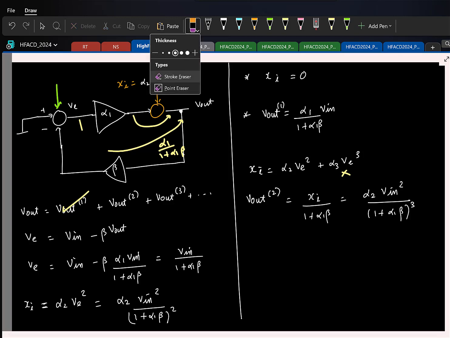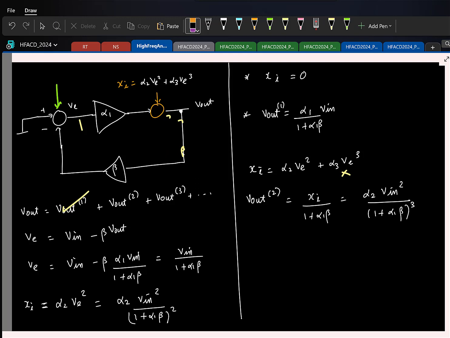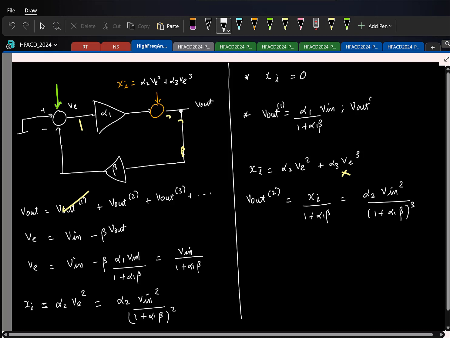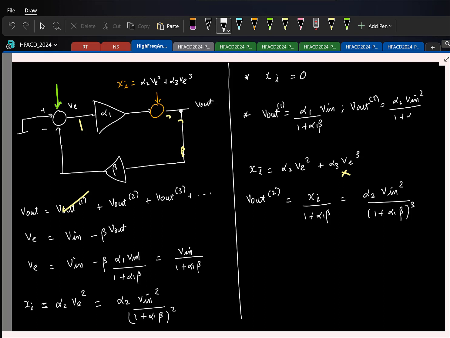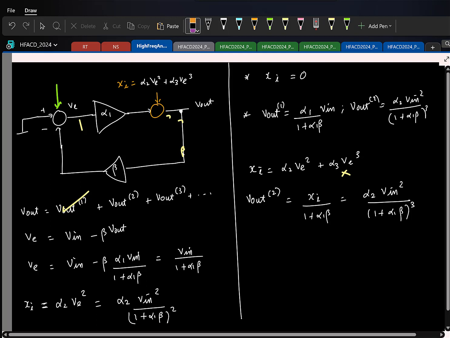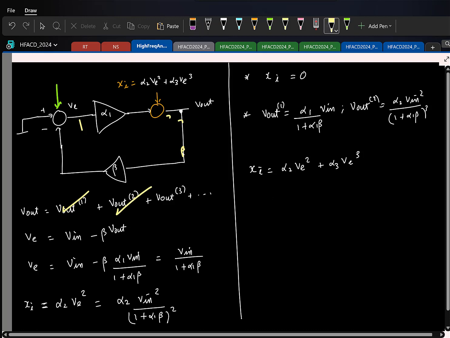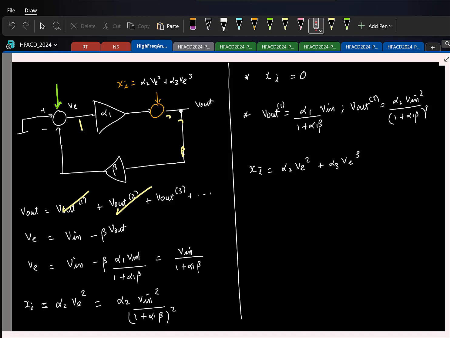Let me erase this. So now I'm interested to find V out 3. Let me write V out 2. V out 2 is alpha 2 v in square by 1 plus alpha 1 beta whole cube. So once again, right now V out 2 is known. So now I can update my error signal VE, because now I know V out 2 also. So this is already there.